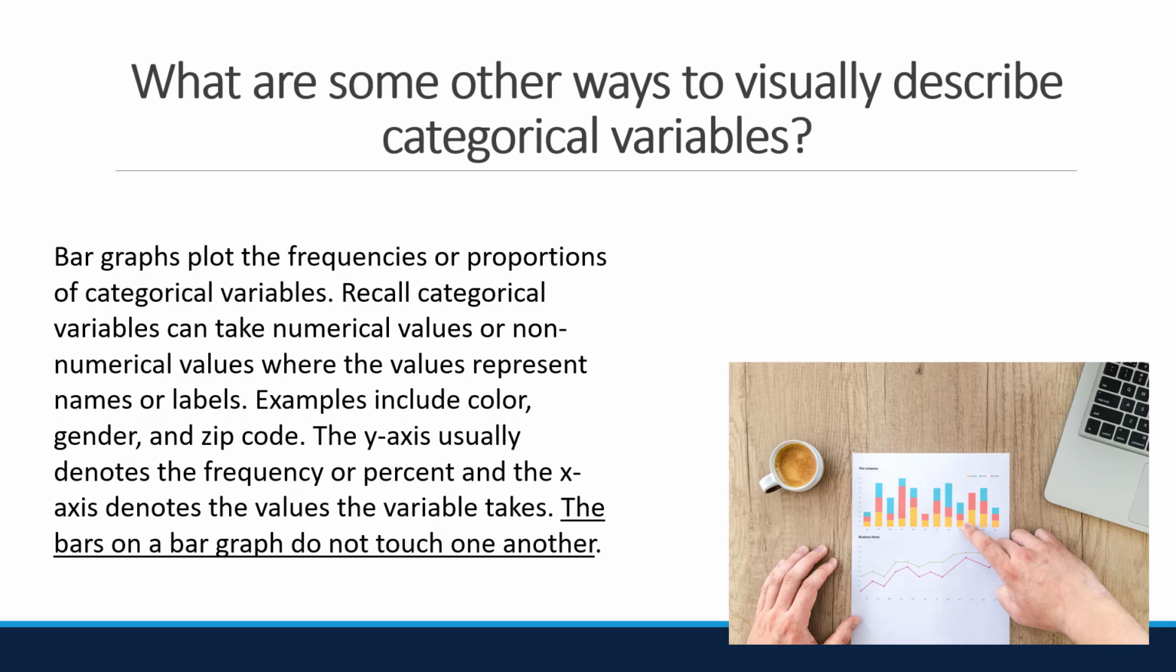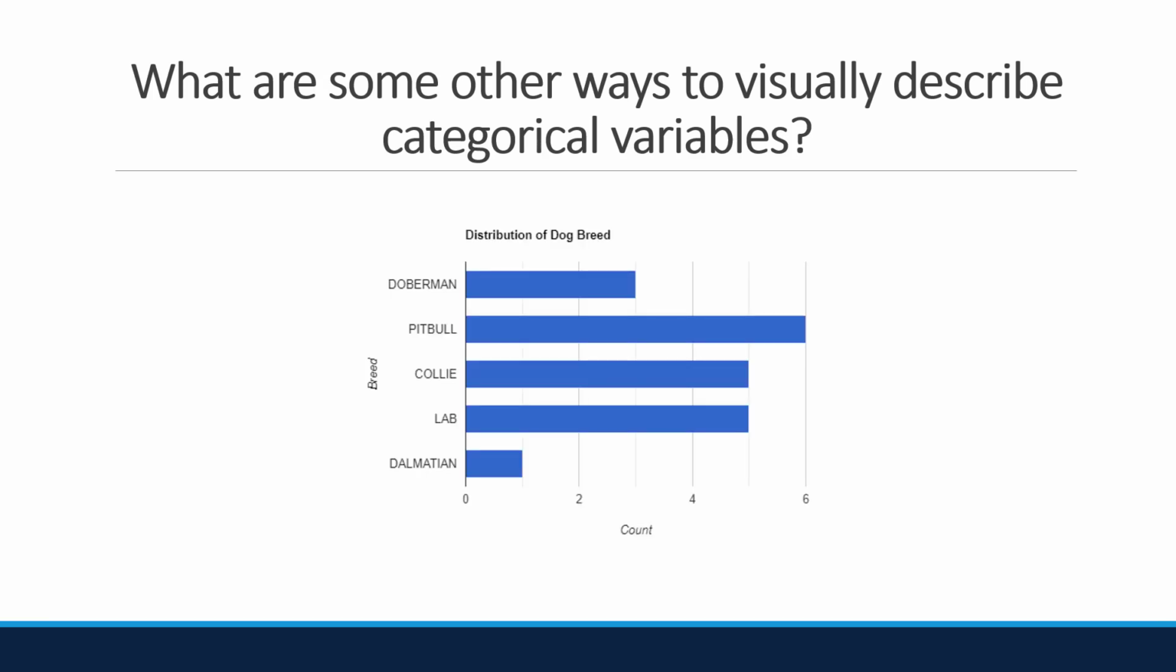Example: we can summarize the categorical variable breed from the dog example using a bar chart. Notice here we have a horizontal bar chart, so in this case breed is on the y-axis and count is along the bottom.